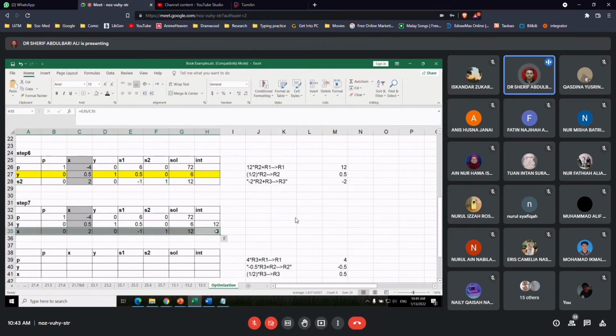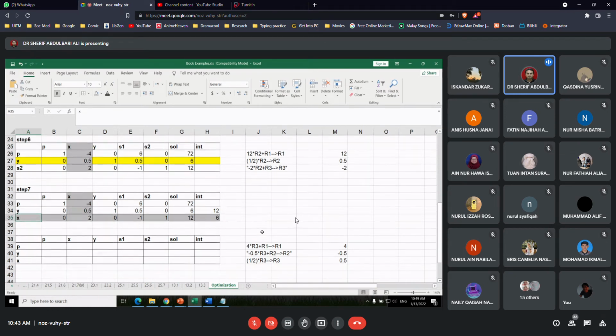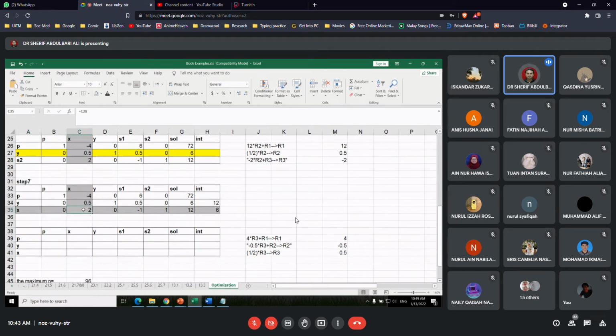So this is my pivot row. And don't forget that you need to replace S2 to be X. Okay, so I want to make this value here equal to the value of 1. So I need to divide the whole row over 2.